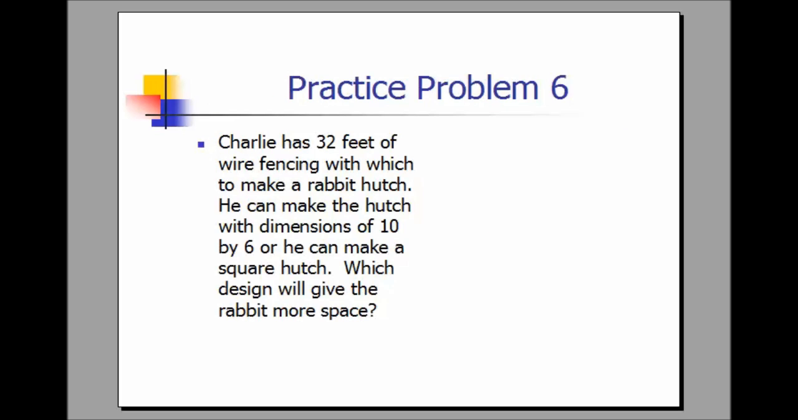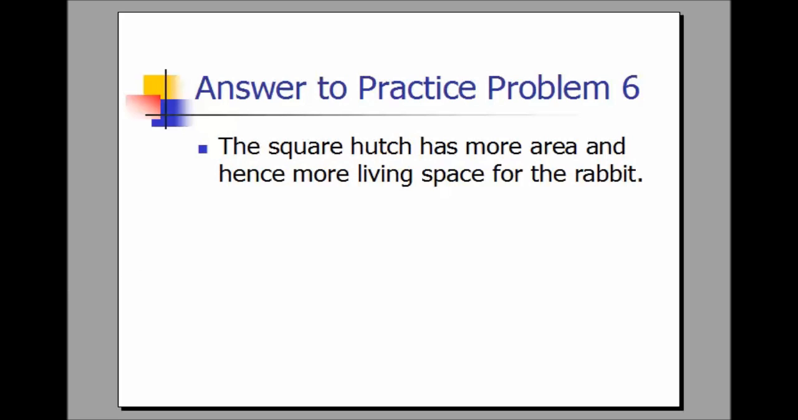Practice problem 6. Charlie has 32 feet of wire fencing with which to make a rabbit hutch. He can make the hutch with dimensions of 10 by 6, or he can make a square hutch. Which design will give the rabbit more space? The answer to practice problem 6 is the square hutch has more area and hence more living space for the rabbit.